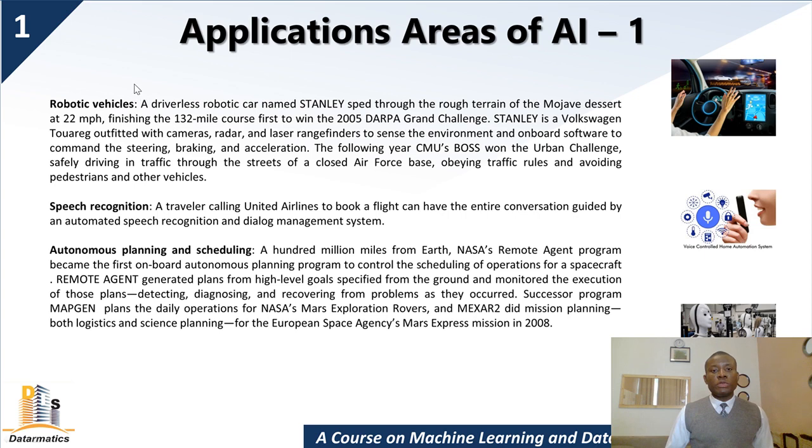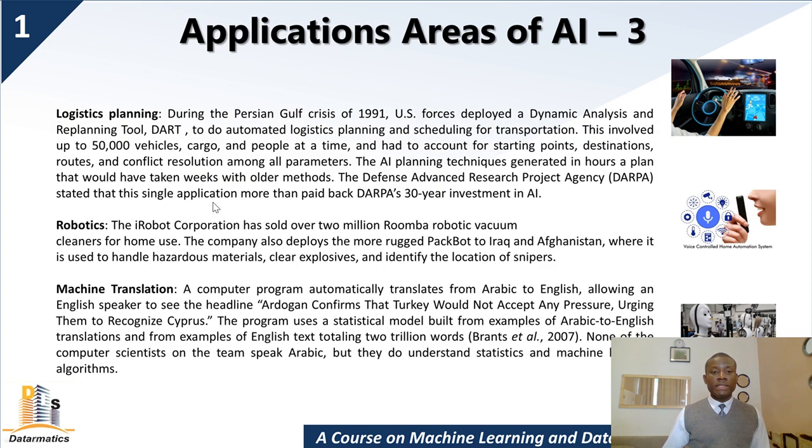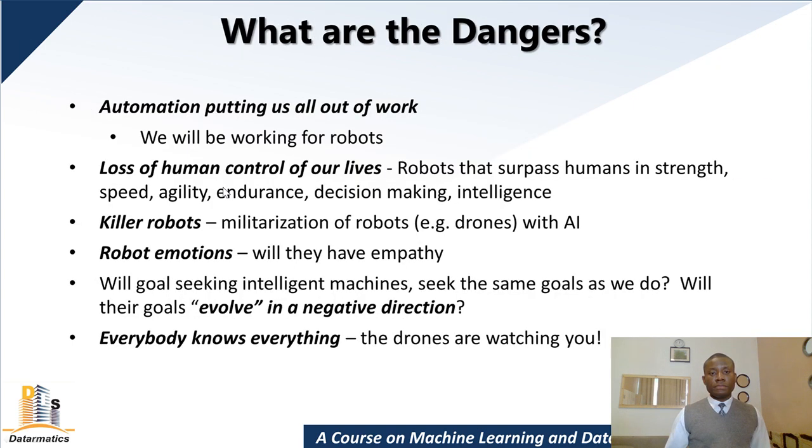Alright, so let's move on to application areas of AI. I'm not going to be reading this. I'll allow you to spend some time to read it up. We have robotic vehicles, speech recognition, autonomous planning and scheduling, game playing, spam filtering, logistic planning, robotics, machine translation, and a few more. Alright, so what are some of the dangers of artificial intelligence?